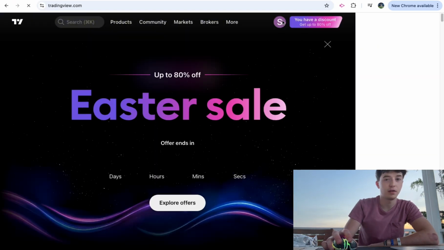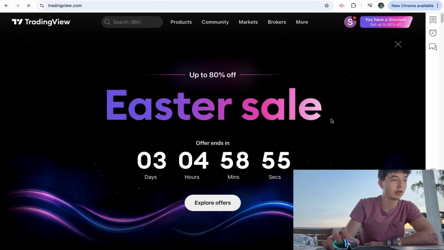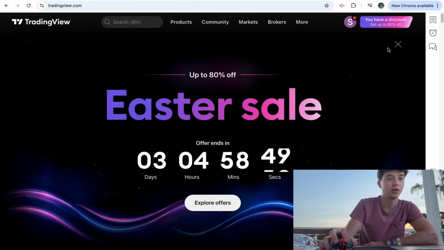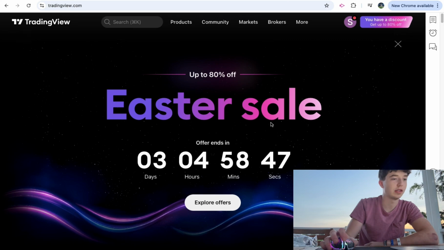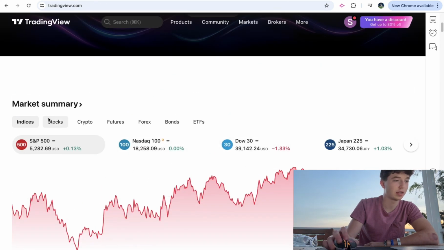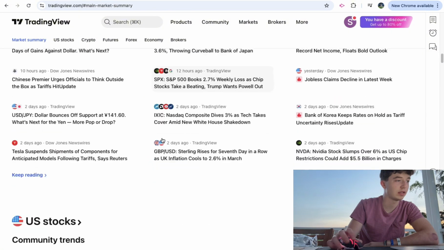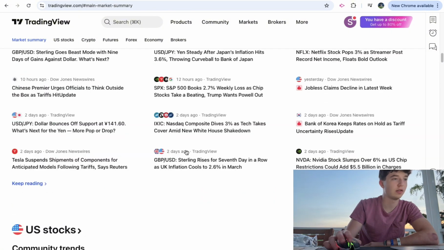Now I have an account. You can see the S in the top right here, but for you guys who don't have an account, it will probably look a little different. It will probably get you to sign up. So you're gonna sign up, make an account, and you can get to this screen where you can see some charts. You can see the market summary, all this stuff, indicators, top stories, US stocks, all this stuff.